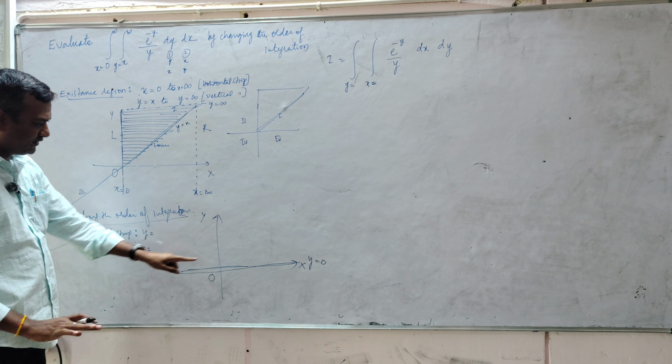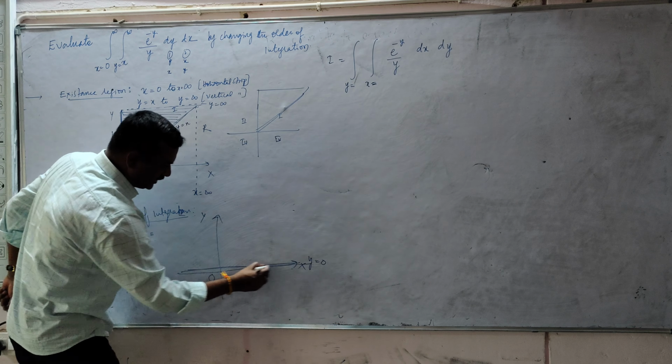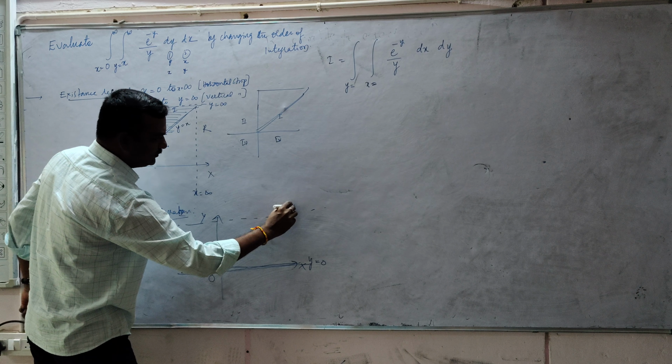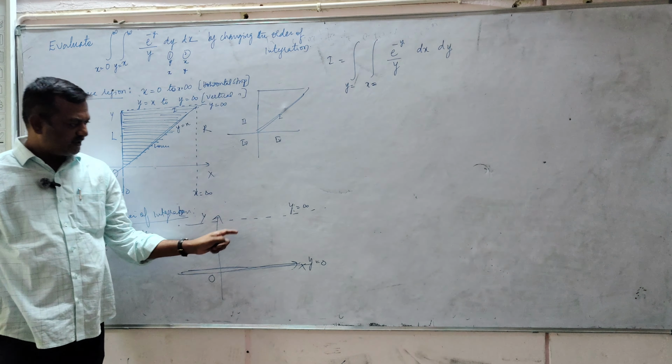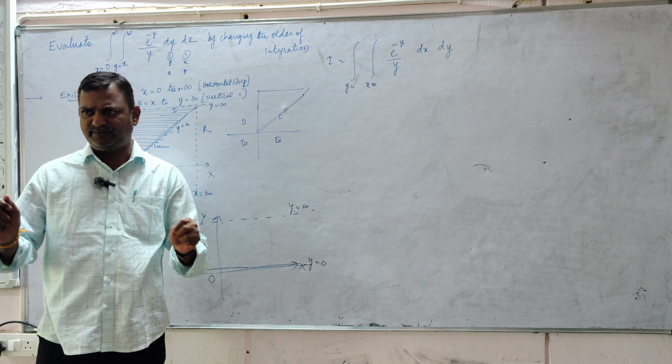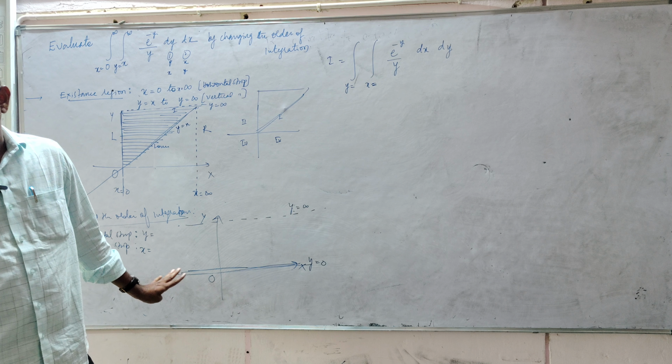That is the difference. I am taking y is equal to 0 to, this is somewhere here, this is called y is equal to infinity. What will it do? If I write y is equal to 0 to y is equal to infinity, what does it calculate?